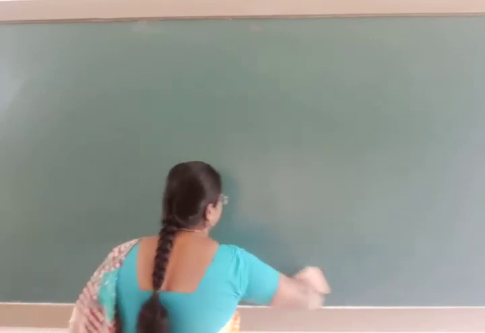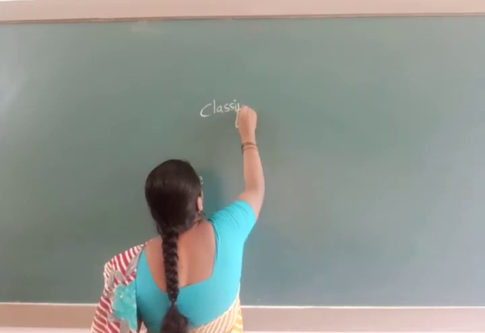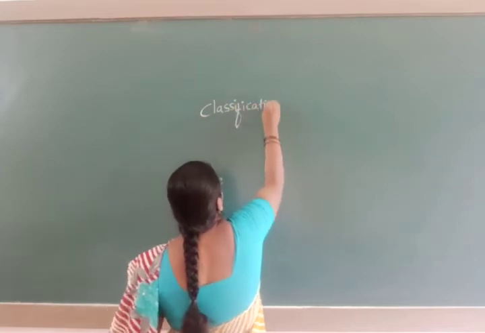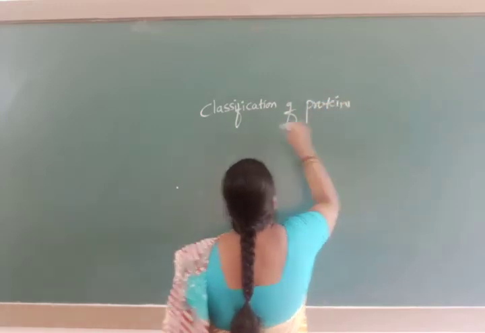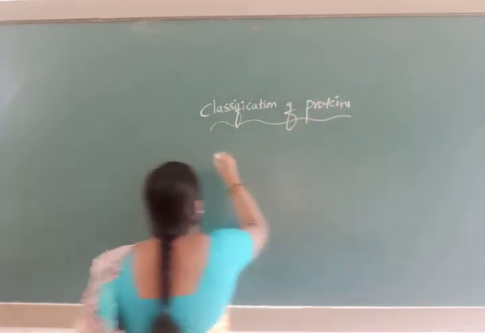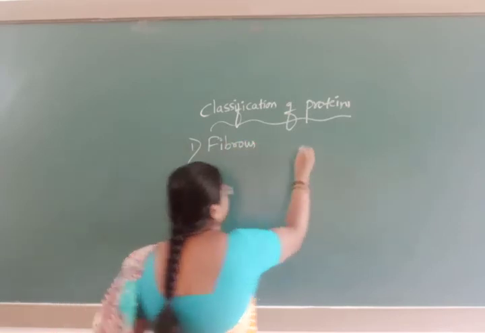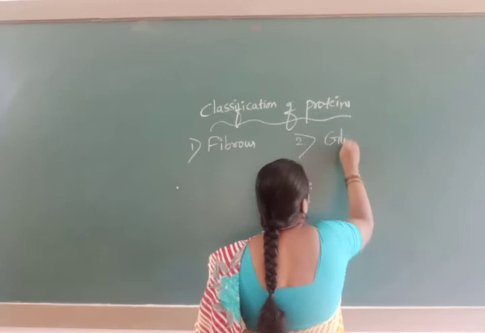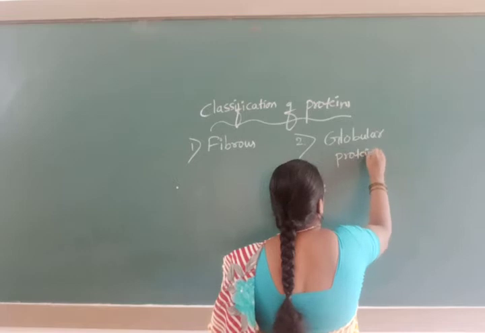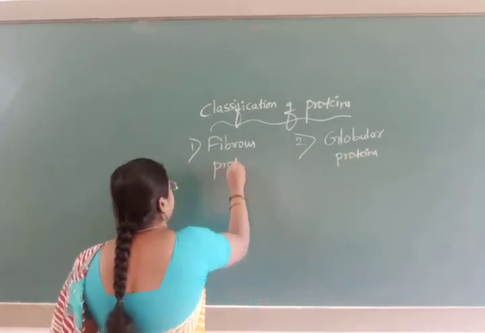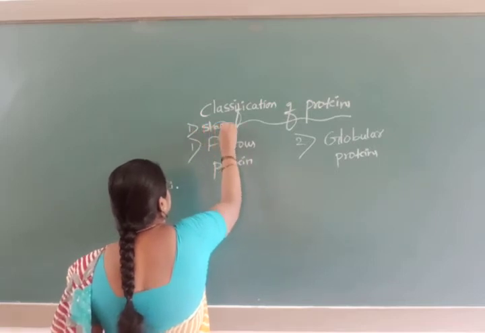Next comes the classification of proteins. Proteins are classified into two types. One is fibrous proteins and another is globular proteins. Here the classification is based upon the molecular shape.